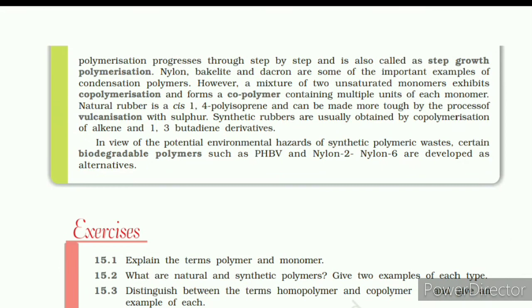However, a mixture of two unsaturated monomers exhibits copolymerization and forms a copolymer containing multiple units of each monomer. Natural rubber is a cis-1,4-polyisoprene and can be made more tough by the process of vulcanization with sulfur. Synthetic rubbers are usually obtained by copolymers of alkene and 1,3-butadiene derivatives. In view of potential environmental hazards of synthetic polymeric waste, certain biodegradable polymers such as PHBV and nylon 2-nylon 6 are developed as alternatives.